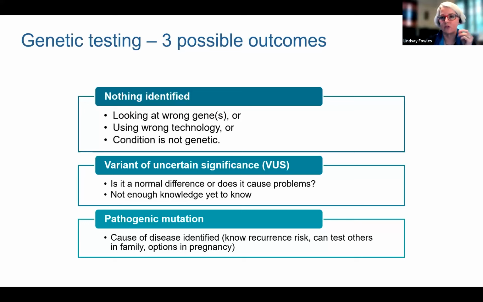And we'll ask you to come back to us in 2 or 3 years' time and say, have you learnt more? Because we're learning more all the time. And in 2 or 3 years' time, we might be able to tell you if that variant of uncertain significance is benign or pathogenic. And actually, the majority of VUSs turn out to be benign.